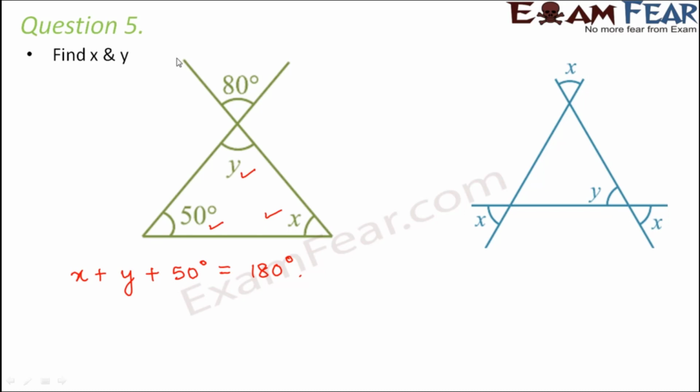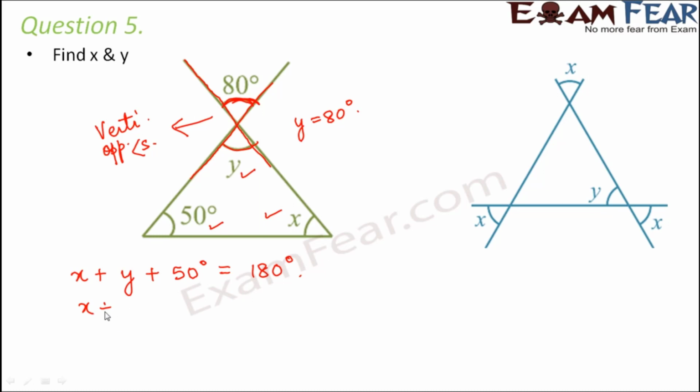Now looking at this scenario, what do you see? You see that this is a line, this is another line, and they are intersecting each other, and y and 80 degree, these are which type of angles? Do you remember which type of angles are they? They are nothing but vertically opposite angles, right? And we know that vertically opposite angles are always equal. Therefore, we can say that y is equal to 80 degree.